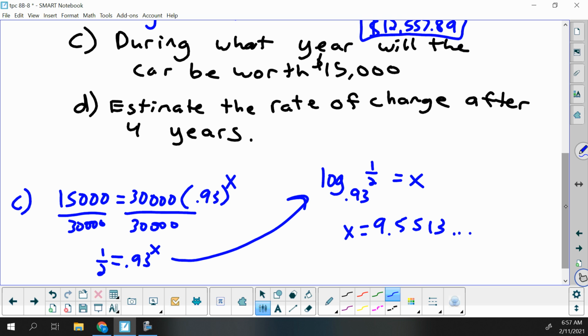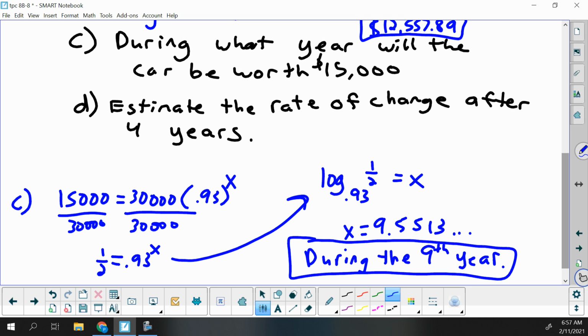9.5513 and change. So we want to know during what year. X for us was just years, so this is during the 9th year. Now, if this was calendar years, like maybe say it started in 2020, well, this would be 9.5 and change years later, so then we would say during 2029 sometime. Okay, a little over halfway through 2029. So if your x was years since a calendar year, make sure you put your answer in terms of calendar years. In this case, we did not have that.